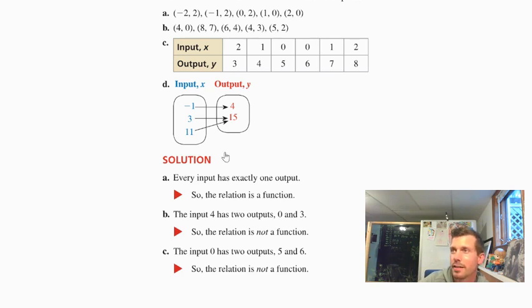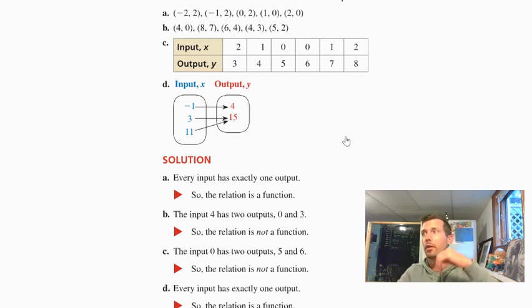All right, looking at D now, input output. So this is a mapping diagram. You might see it like this. Now let's see, -1 has one output, good. 3 has one output, good. 11 has one output. So D would be a function. All right, so pause this if you need to, if you want to go back to it and think about what that one was about, go right ahead.